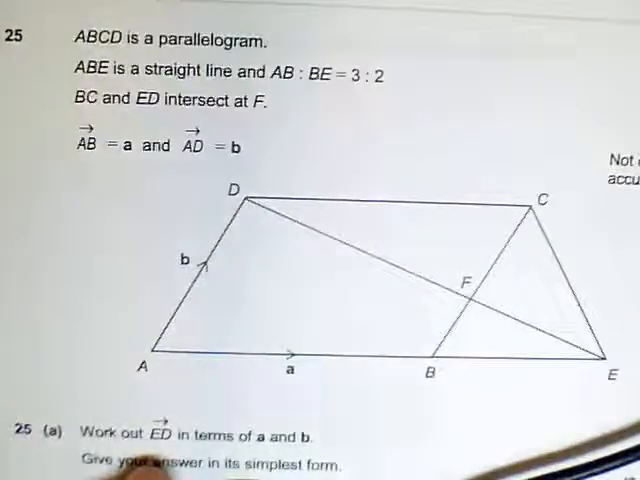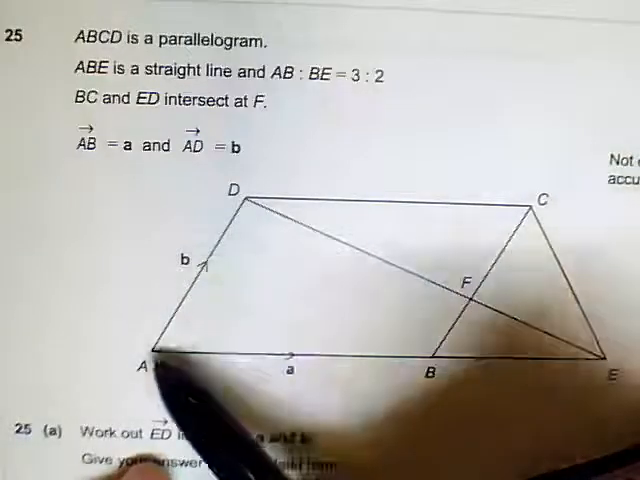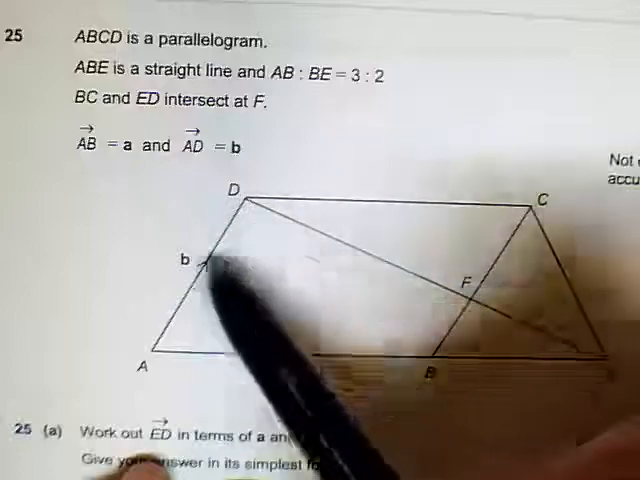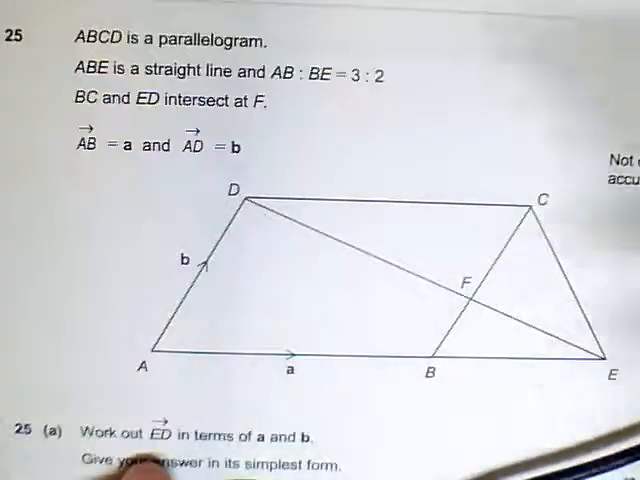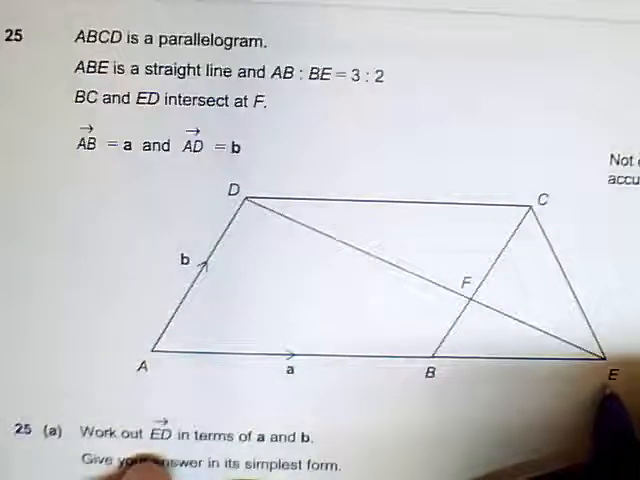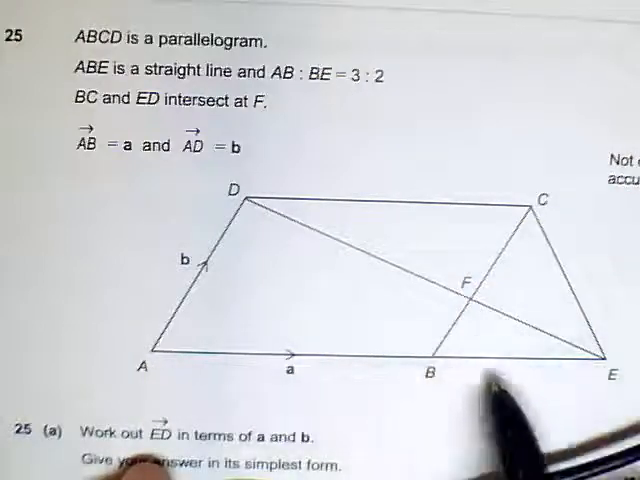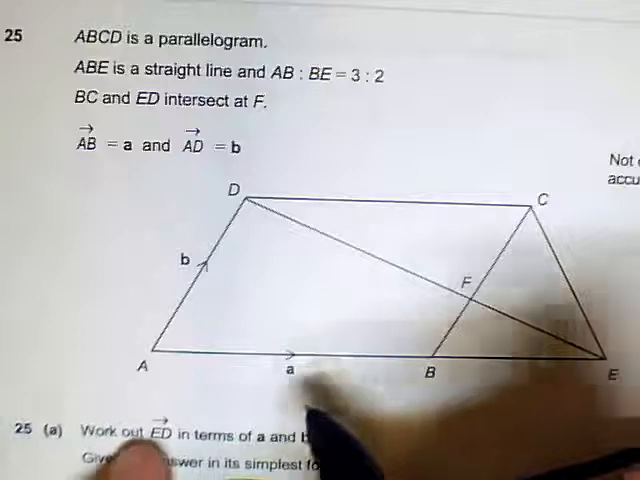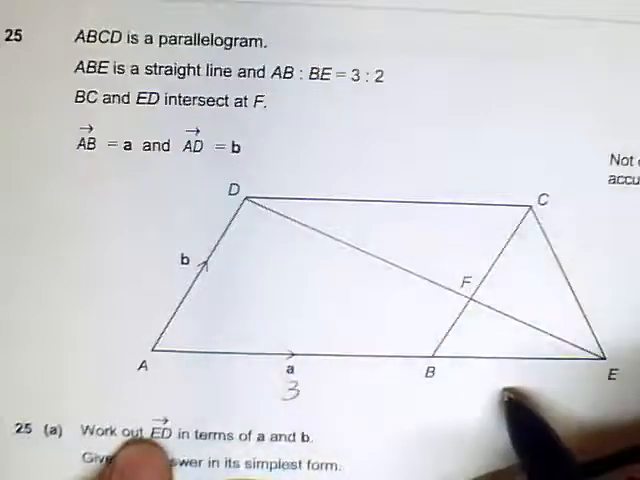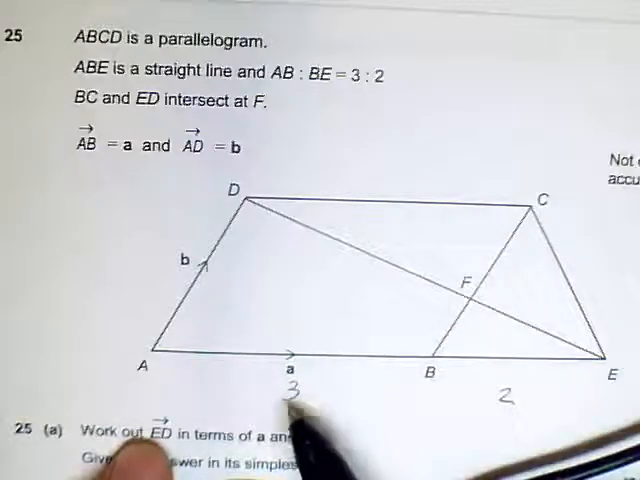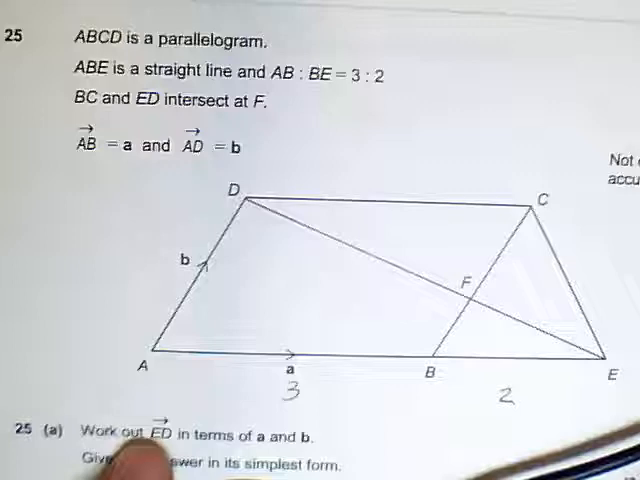Okay, question 25, and our vectors question, last question of the paper. We're told that ABCD is a parallelogram. You can see that there. ABE is a straight line, where AB to BE is in the ratio of 3 to 2. So I'm going to mark that on now. So 3 parts and 2 parts.